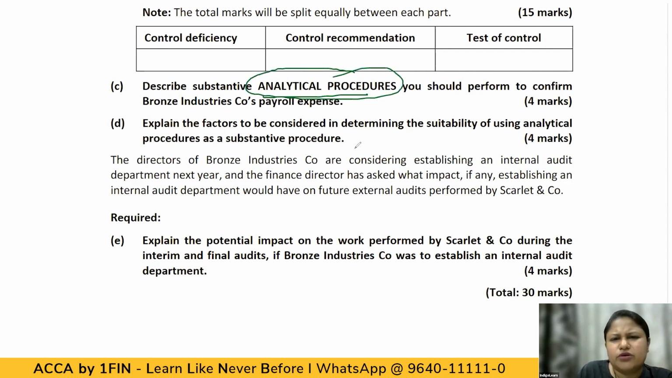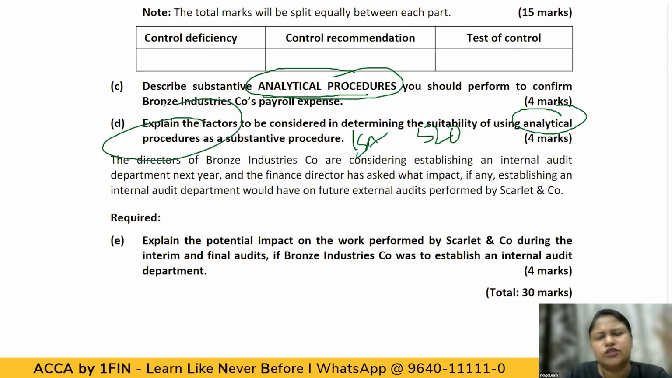Now again, a straightforward question from ISA 520. They're asking, how do you decide whether analytical procedure is suitable or not? Very simple. First of all, analytical procedure should be only performed on those items which are predictable over a period of time. So basically P&L account items. So payroll is P&L account only, so predictable over a period of time.